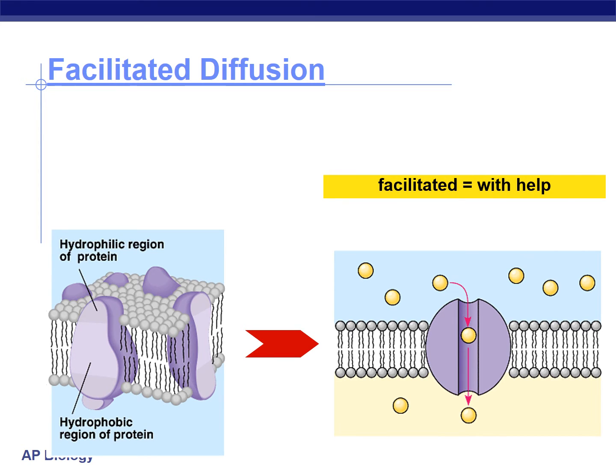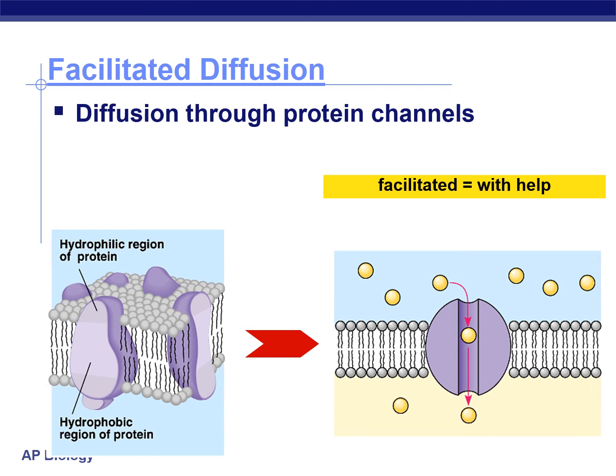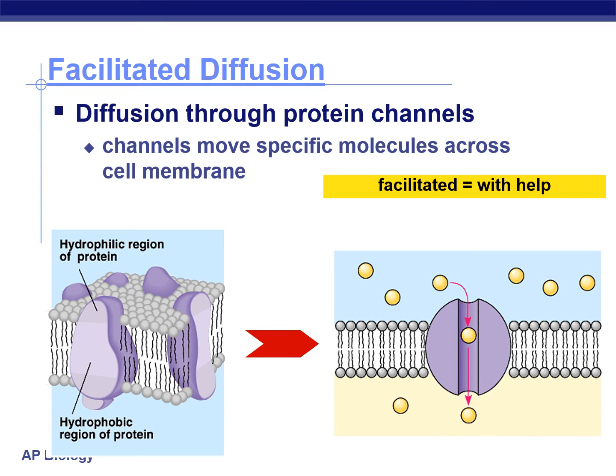Facilitated just means with help. And of course, the molecules that are doing the help, the molecules that do most of the work, are those proteins. In this case, it's the integral proteins that are providing channels by which specific molecules can make their way through the cell membrane. They have to be the right shape. They're not just open willy-nilly so that anybody can get through.